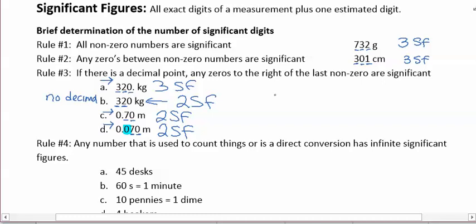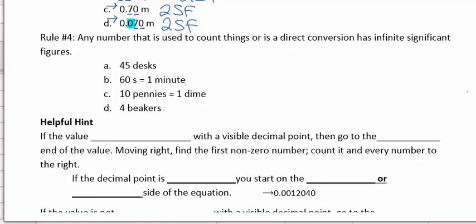So rule 1, 2, and 3 are the big rules that we're going to be focusing on right now. Rule 4 is that any number that is used to count things or is a direct conversion has an infinite number of significant figures. So for example, if I had 45 desks in a room, I'm going to have 45 desks. If I had 20 students in a room, I can't have half a student. If you can't have a fraction of it, it's going to have an infinite number of significant figures. So there are exactly 10 pennies in 1 dime.